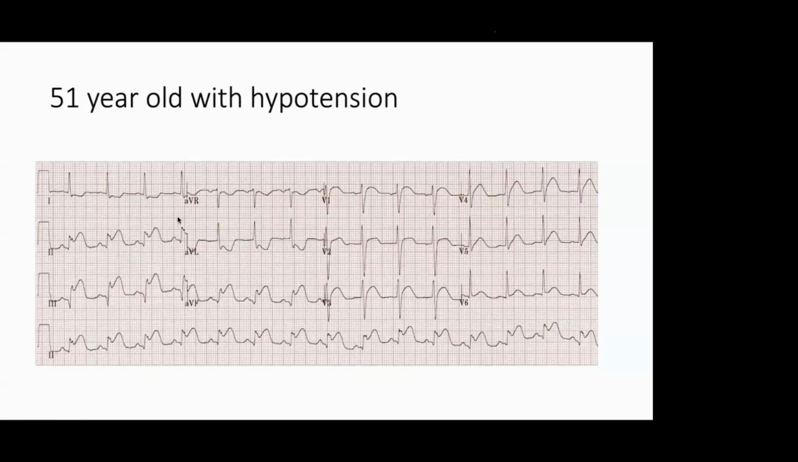So in this, you can see the ST elevation is 5 mm in 3 and 3 mm in 2. So what will be the culprit artery, RCA or LCX? RCA. RCA, correct.